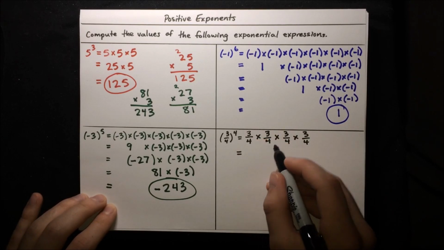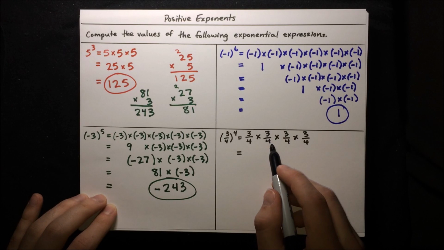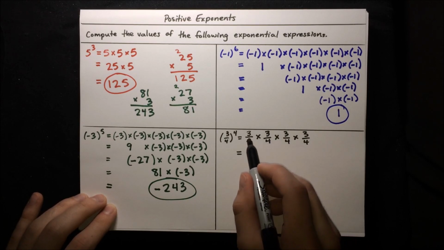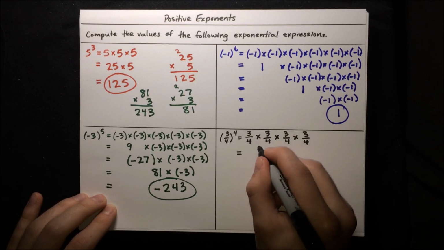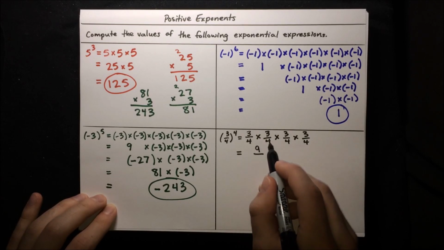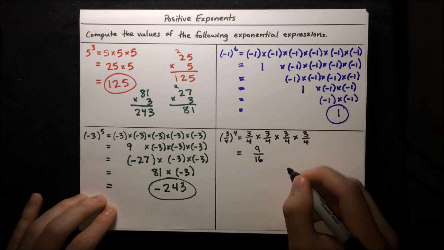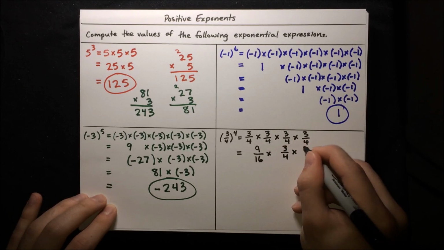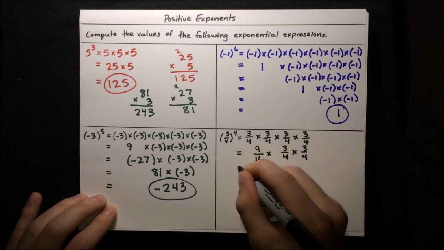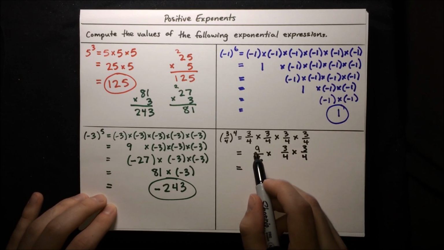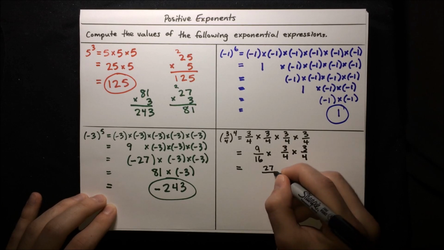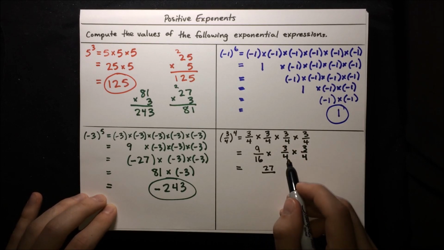So let's do the first multiplication. 3/4 times 3/4. We just have to multiply the numerators and the denominators separately. So numerator 3 times 3 makes 9, and denominator 4 times 4 makes 16. Okay, so that times 3/4, then times 3/4 again. Alright, so again multiply the numerators. 9 times 3 is 27 over, and then 16 times 4.